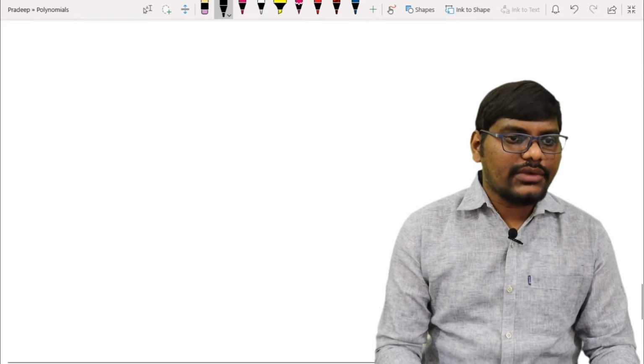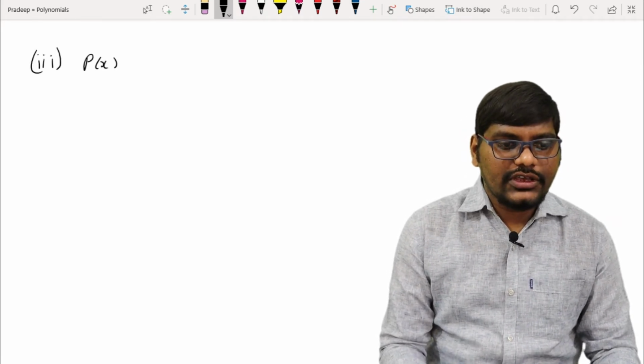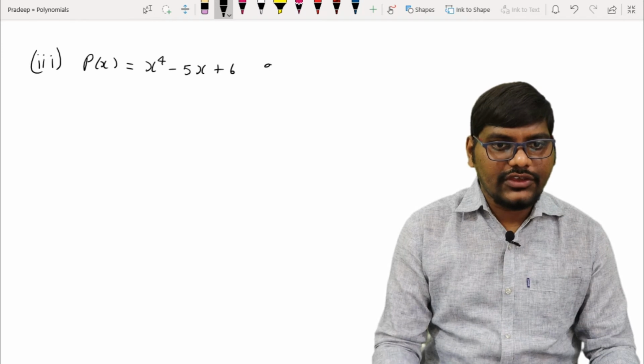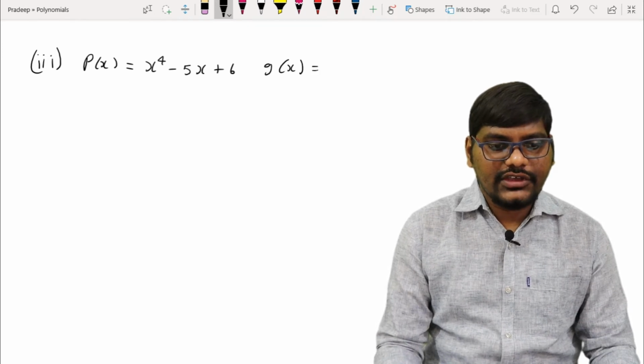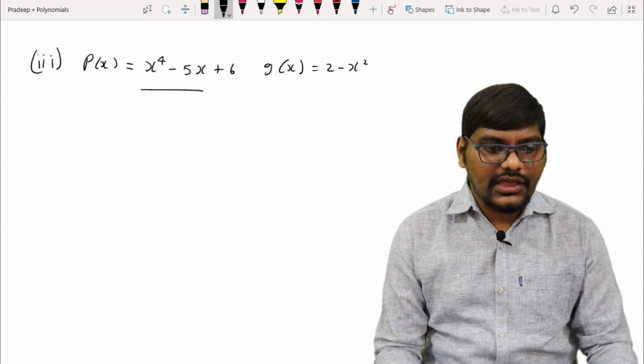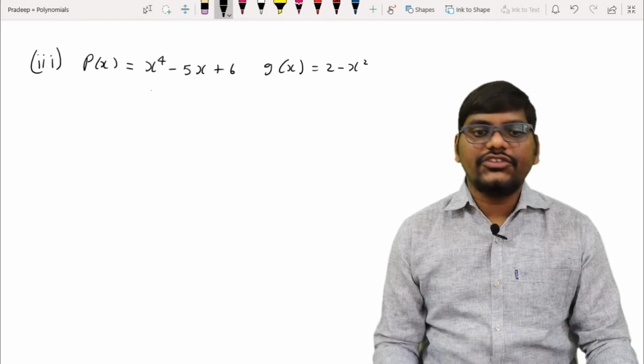So third question I'm writing, that is p of x is equal to x power 4 minus 5x plus 6. This is p of x, and g of x is given as 2 minus x square. X power 4 minus 5x plus 6 is p of x, 2 minus x square, that is g of x.